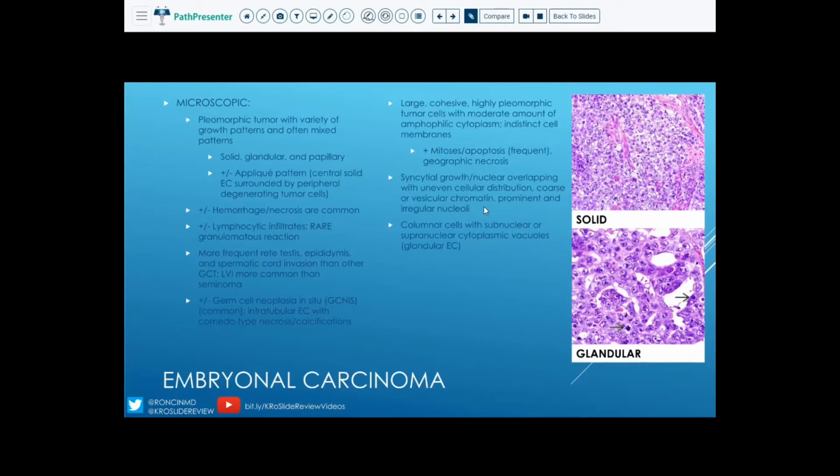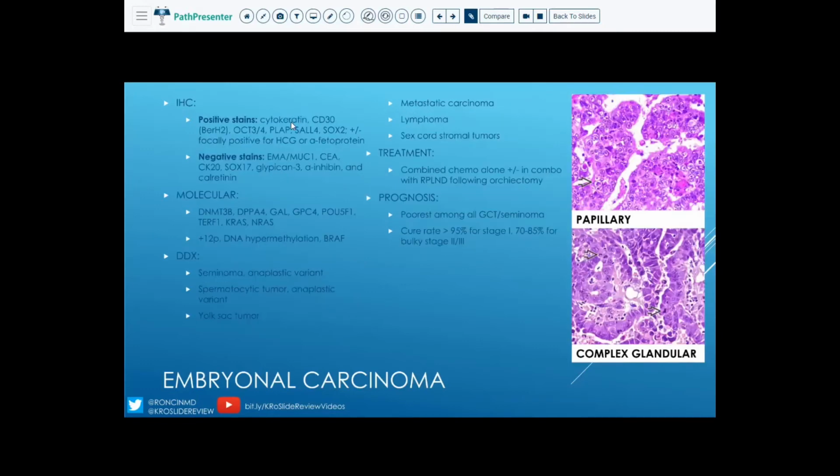We have syncytial growth, or sheets of growth. You will have nuclear overlapping, uneven cellular distribution, coarse or vesicular chromatin, so you can appreciate that here. And if you have glandular EC, you would expect to see columnar cells with vacuoles. I think what they're trying to show here are some of the vacuoles, and they can either be subnuclear or supranuclear.